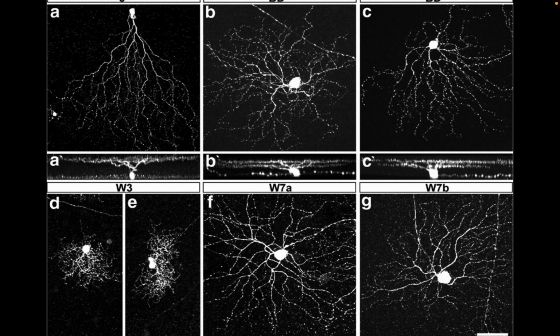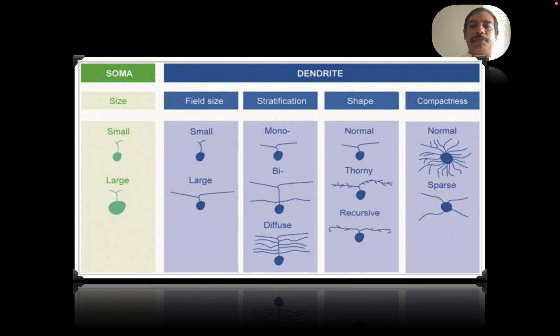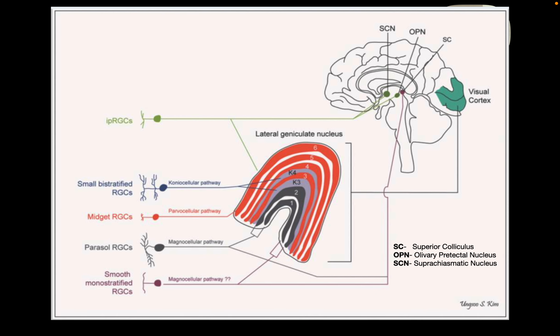This is the representation of different types of retinal ganglion cells. Based on its anatomical structure, molecular biology, and functional capacity, retinal ganglion cells can be classified. A retinal ganglion cell has a soma and a dendrite. The soma, depending on its size, can be classified into small and large. The dendrite's classification can be based on its field size, the stratification, shape, and its compactness.